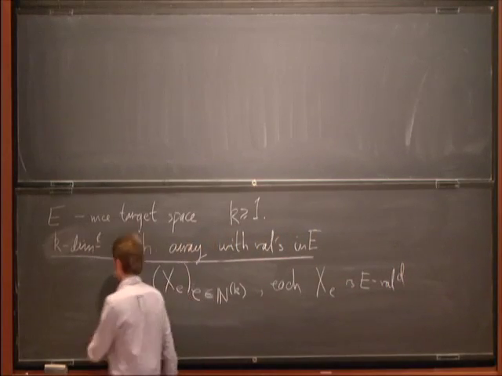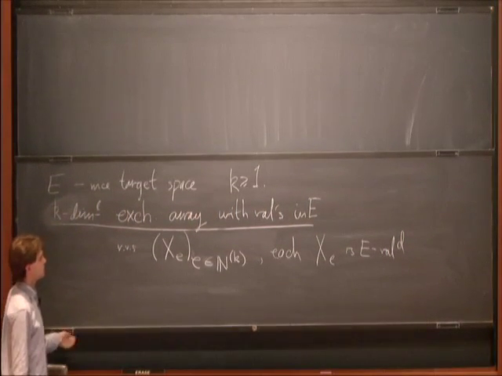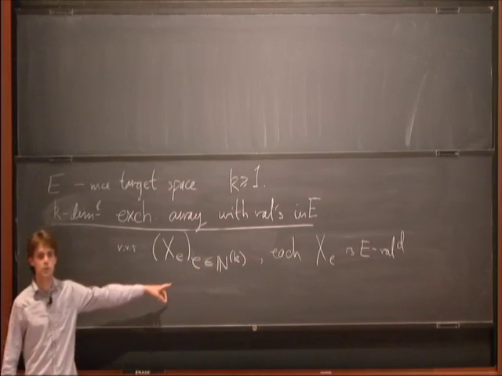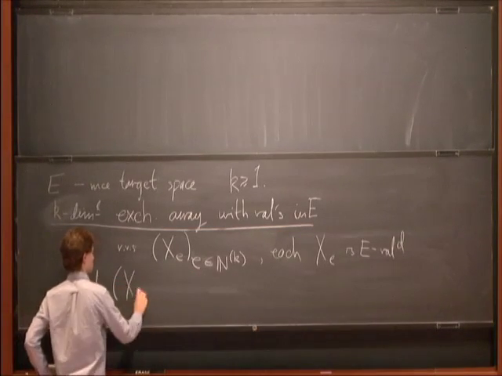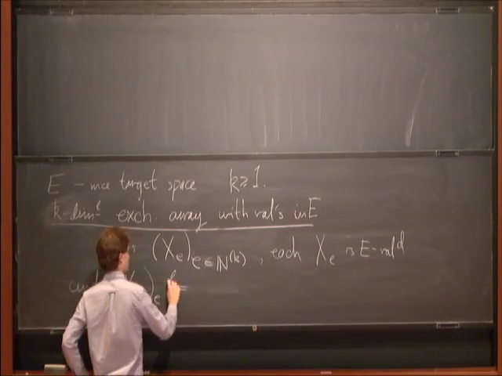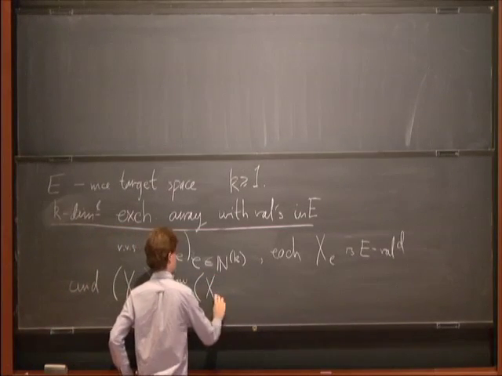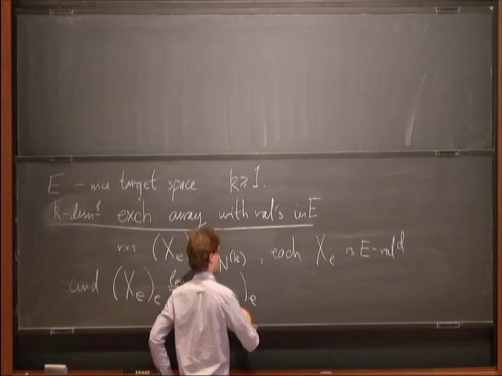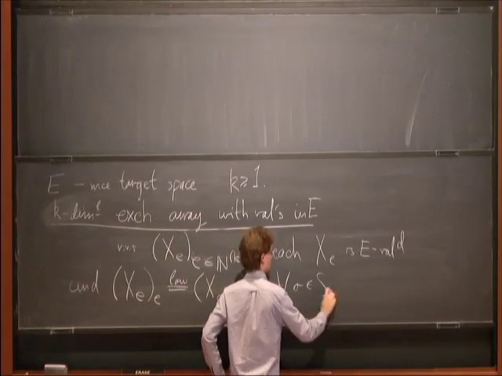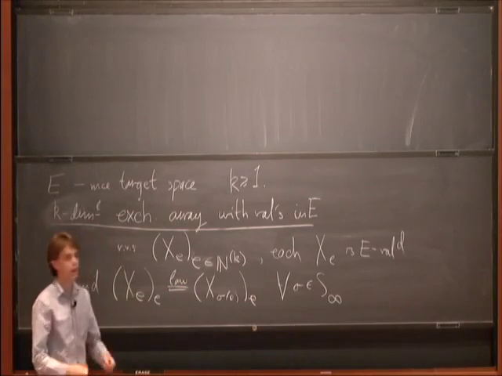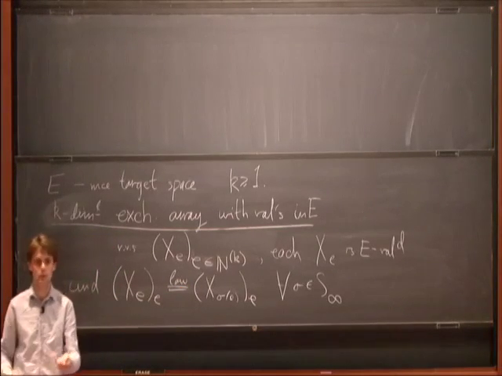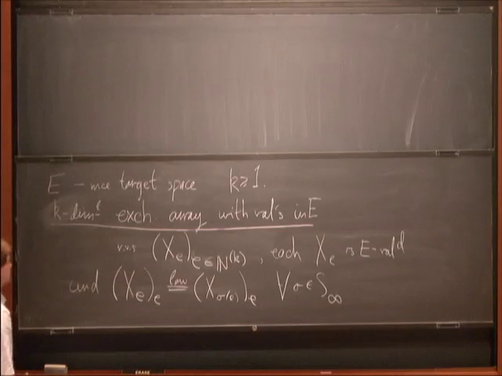And their joint distribution has this exchangeability property that the law is unchanged if you change the order of the natural numbers. And where, okay, if I have a permutation of the natural numbers, I let that act on sets by moving the individual elements in the obvious way. Okay, so that's an exchangeable array, k-dimensional with values in E.